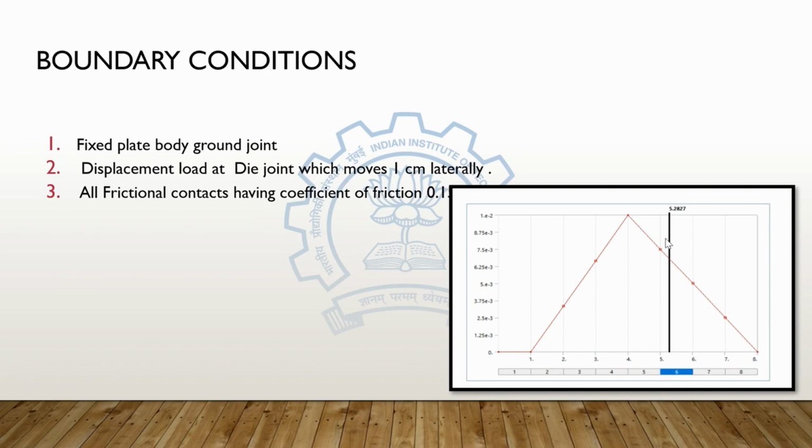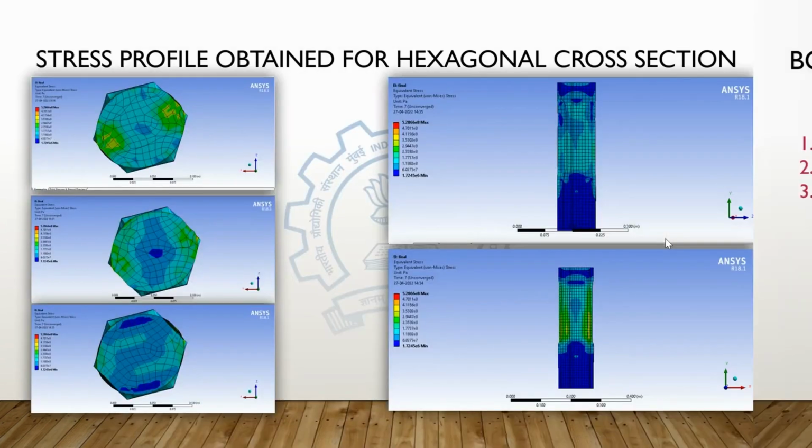Second, the displacement load is provided at the die joint. The dies are moving laterally 1 centimeter towards each other, compressing the workpiece. As you can see in the graph, for the first 3 seconds the workpiece is being compressed, and for the next 4 seconds the dies are moving away from each other, relaxing the workpiece. Now I would like to invite Arpit Upadhyay to talk about the results of the model.